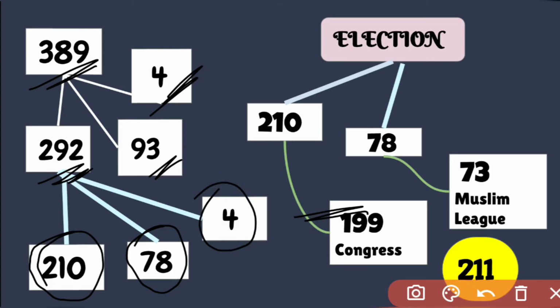This is the composition of the Constituent Assembly: 210 for the general electorate, 78 for Muslim League, and 4 for Sikh. When the election was held, from the 210 seats of general electorate, 199 seats were captured by Congress. From the 78 seats of Muslim League, 73 seats were captured by the Muslim League. So overall 211 seats were captured by Congress. Other candidates captured the remaining seats. So Congress had a majority of 211 seats, and this election was conducted in July 1946.